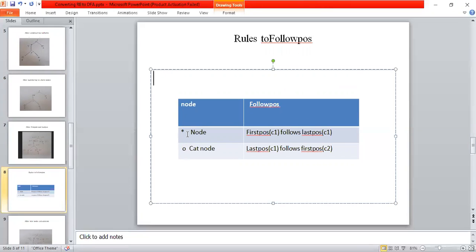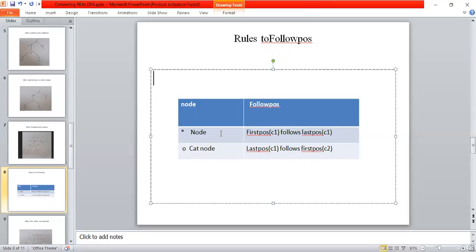If it is a star node, first position of C1 follows last position of C1. Remember carefully. Because a star node contains only one node, its first position of C1 follows last position of C1. And if it is a cat node, last position of C1 follows first position of C2. So these are the two rules to construct the follow position.